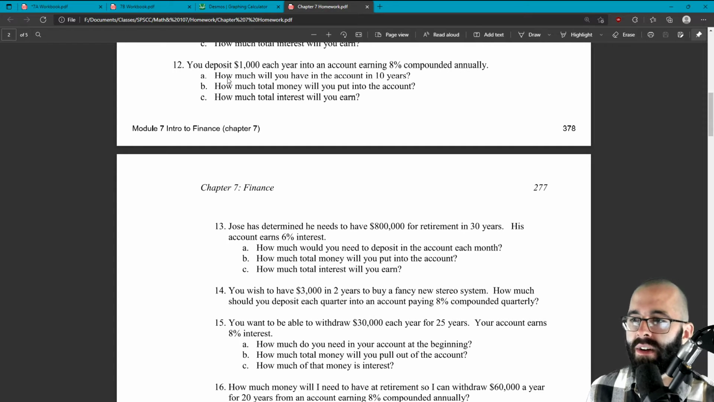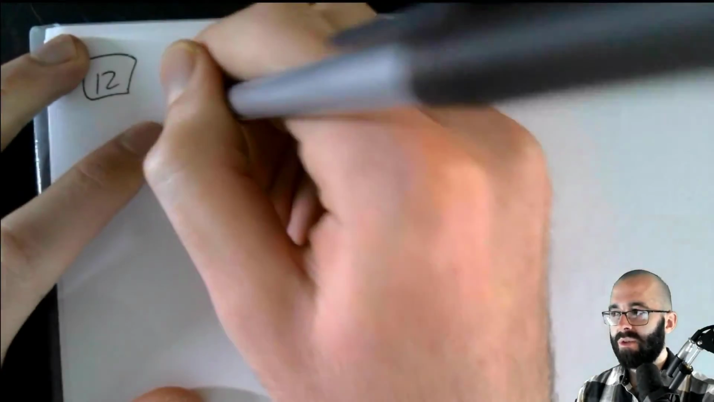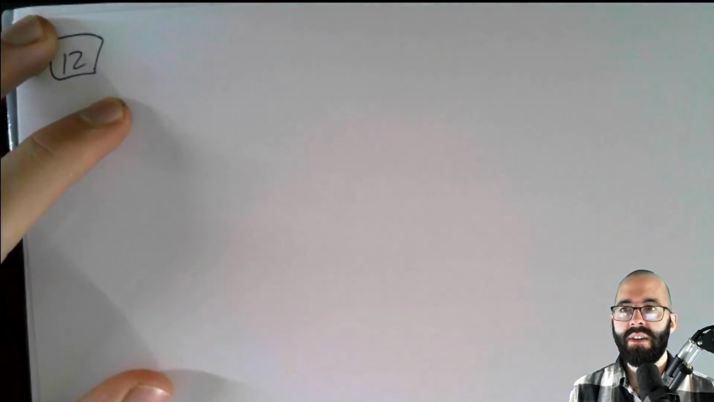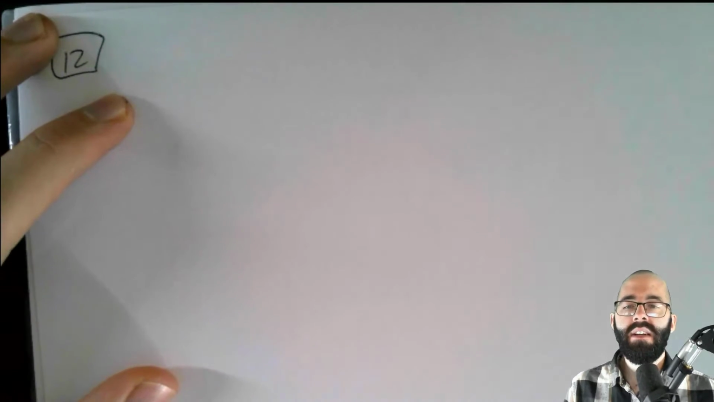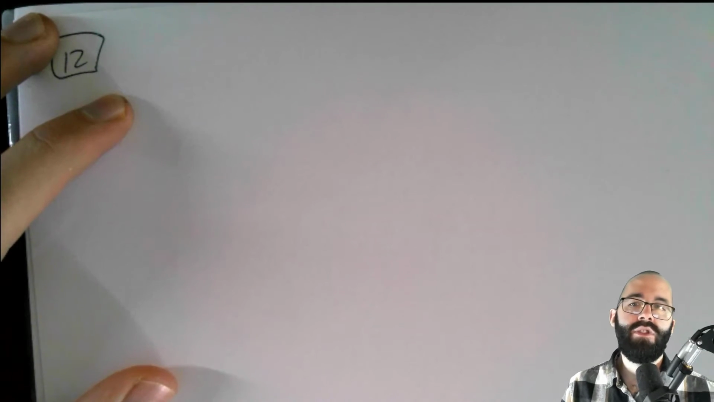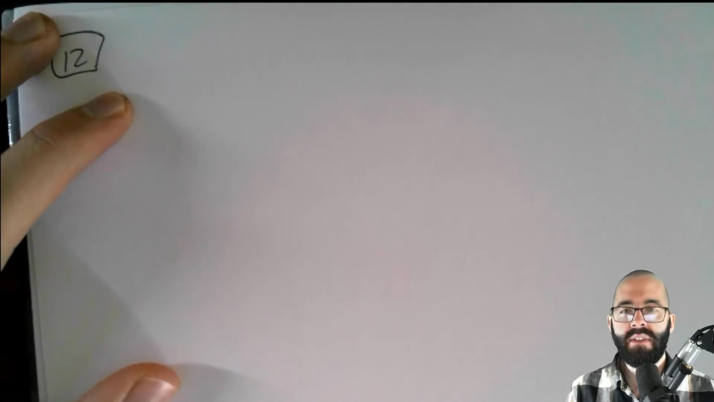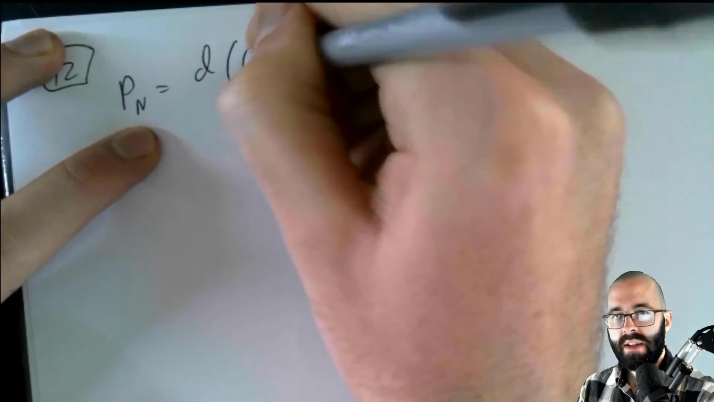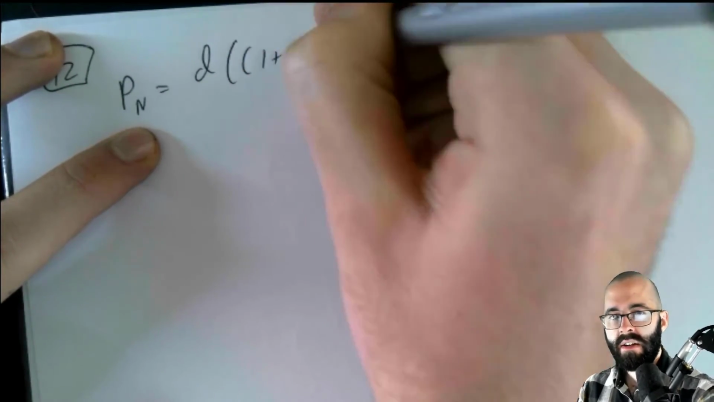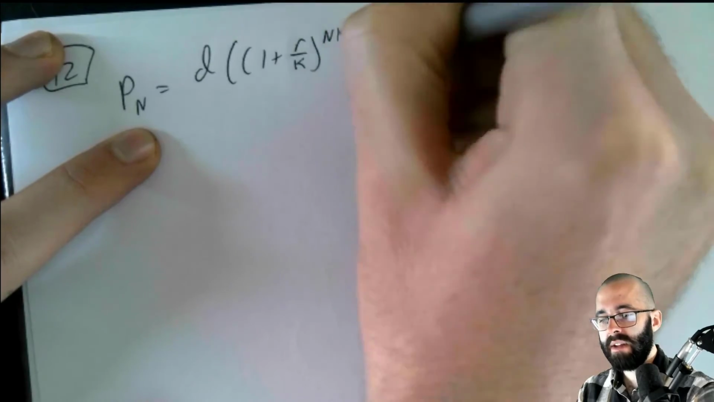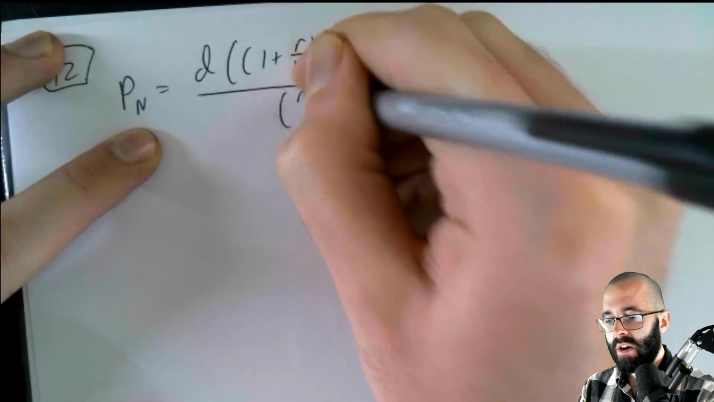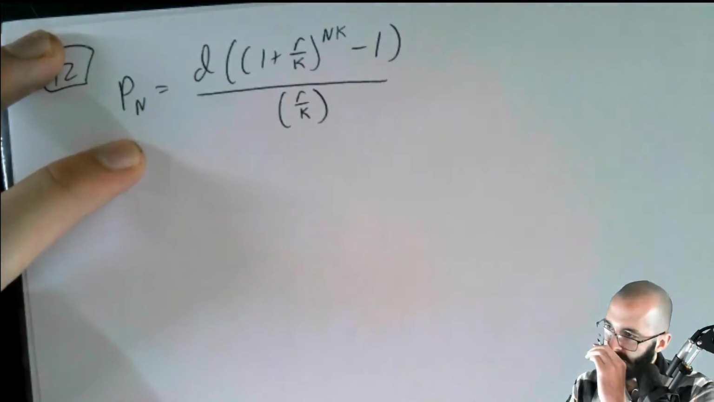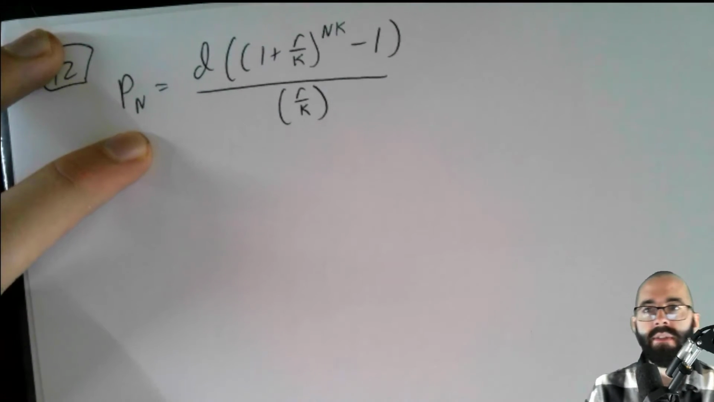So maybe right now, I immediately say, okay, what's my annuity formula? Let's write down the annuities formula because I know I'm going to need it. So I scroll to page 5 in our notes for this week, and I copy it down. P sub n equals D times 1 plus R over K to the NK minus 1 divided by R over K. This is the formula we need.